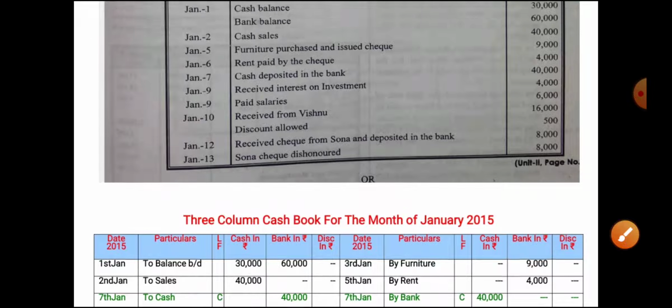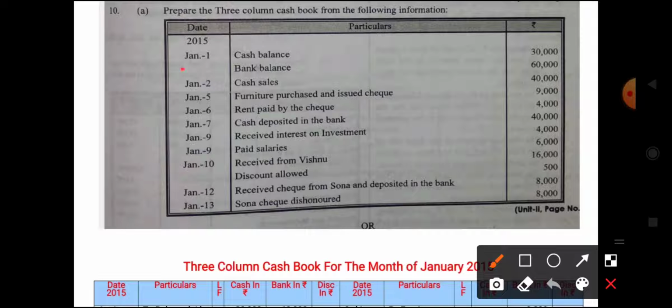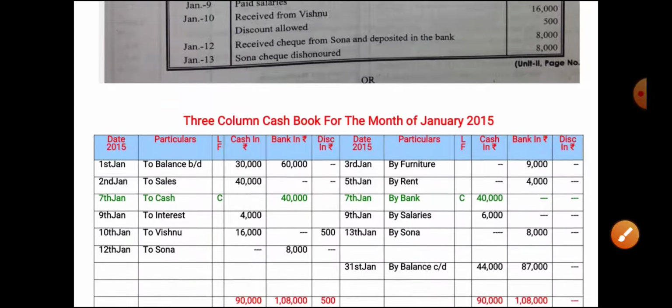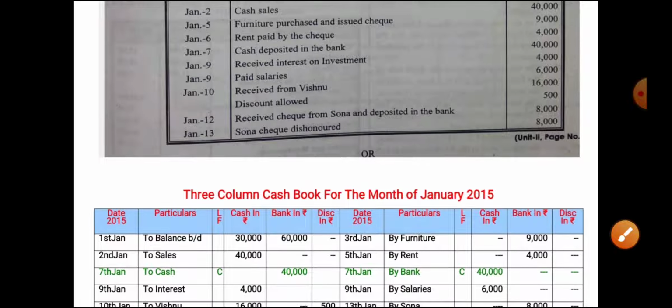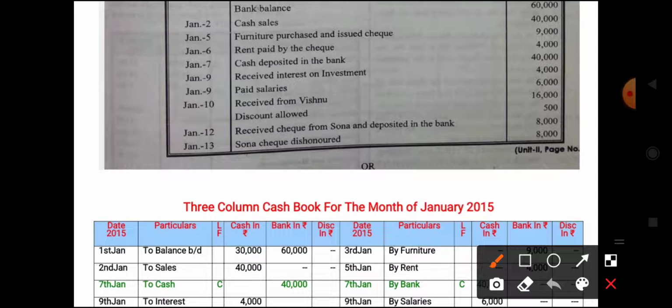First transaction: you can see on 1st January cash and bank balances are there. Okay, 30,000, 60,000. So we will write to balance brought down. So here it will be 1st January balance brought down 30,000, 60,000. Hope you have understood. Next, 2nd January, what happened? It is given in the question: simply cash sales. So on 2nd January, to sales we are writing 40,000 in cash.